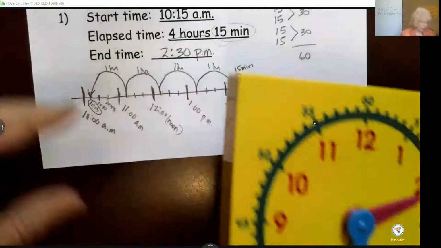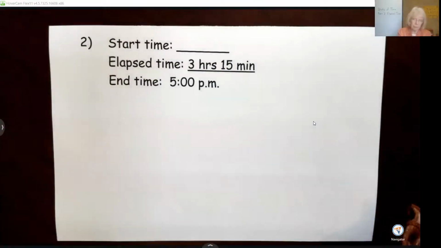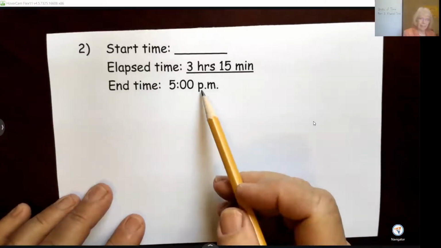Whew, okay, that's a lot of work. Let's do one more, then it's going to be your turn. Okay, here we go. This is our second problem. This one's set up a little differently in that this time you have to find the start time when they tell you the end time.